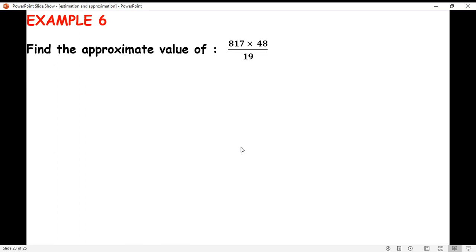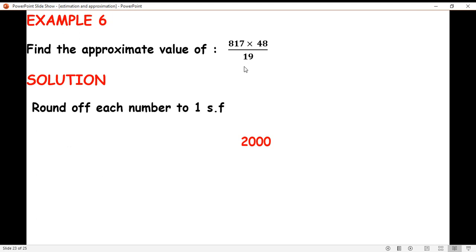Now, let's look at example 6. Find the approximate value of 817 times 48 divided by 19. How can we find a solution to this problem? The first thing is we round off each number, all the digits you have here, each digit, you round it off to one significant figure.